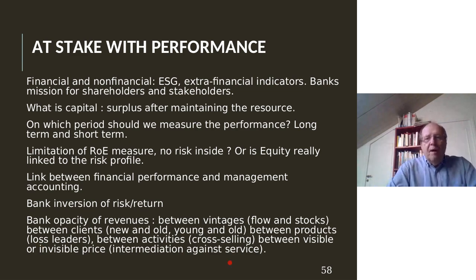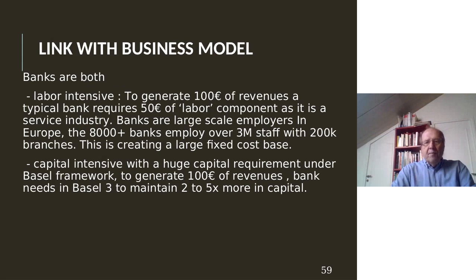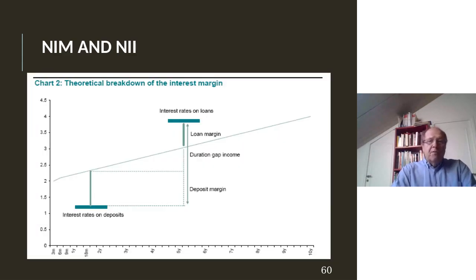You also have in banks an opacity of the revenues, the building of revenues, because you have revenues coming from the activity you did 5 years ago and revenues from the activity you are doing today. So it's a little bit a mix, a bunch of different things. The link with the business model is also important in the performance because banks are both labor intensive, we discussed that earlier, and capital intensive. I suppose now you are convinced that there is a lot of capital within banks.